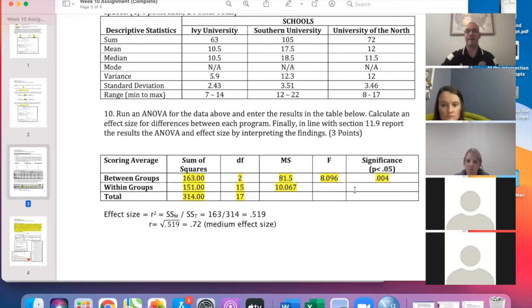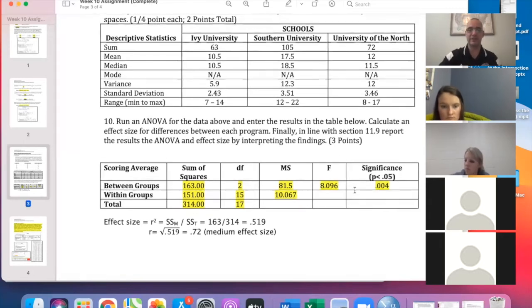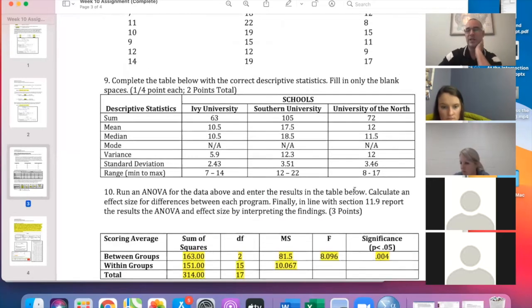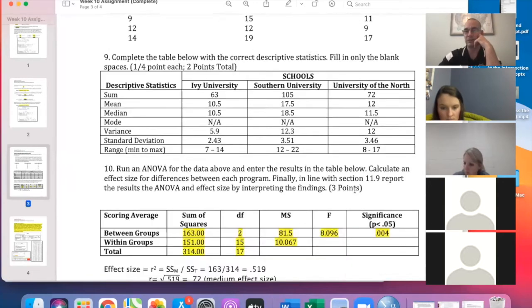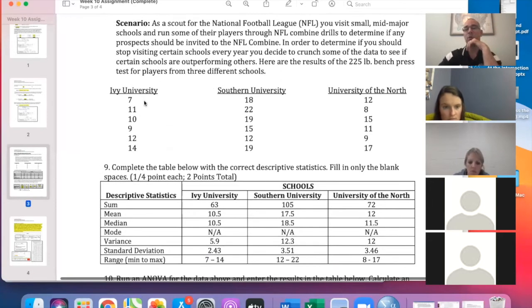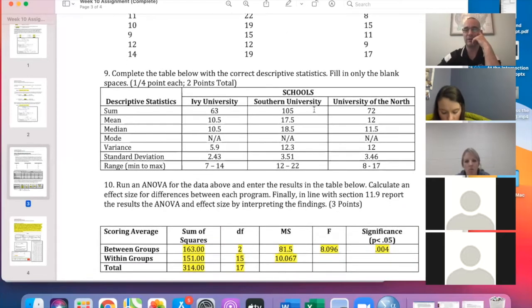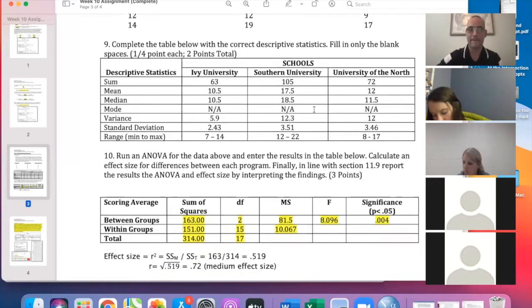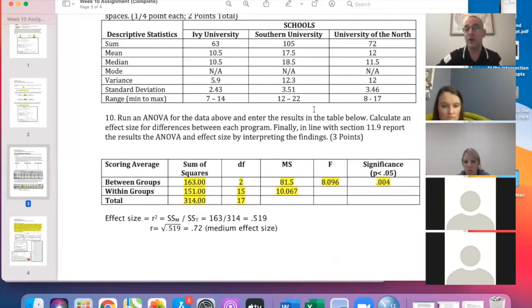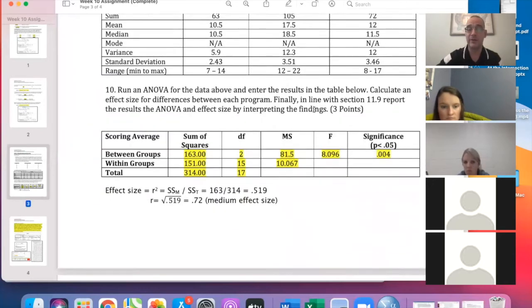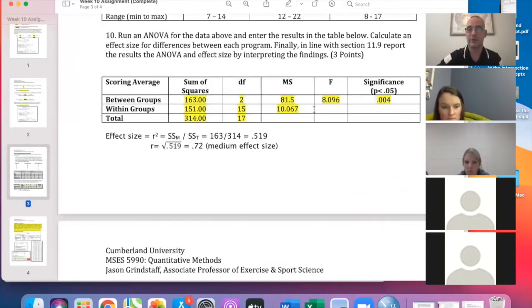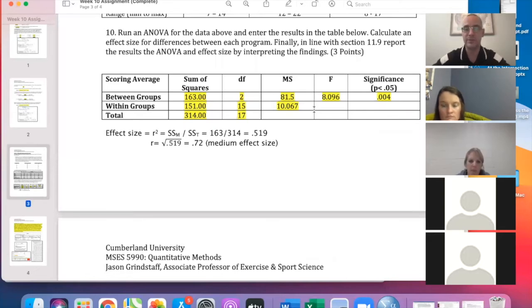It is much smaller. So what this is saying in lay terms is that one or more of these universities is statistically significantly different from the others, based on mean and variance within the groups, that there's some kind of a difference going on between the groups. Now, we don't know which is statistically significant from the other just yet, but we could run a post hoc analysis to be able to do that.